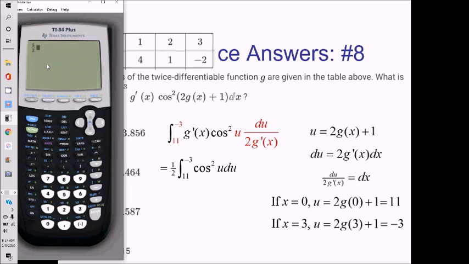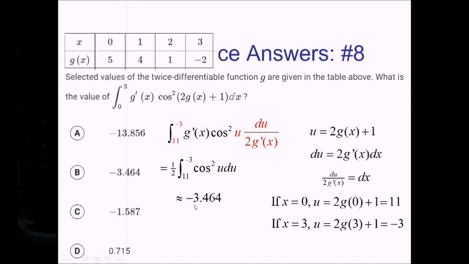So we're going to multiply that times, let's see here, math 9. So integral from 11 to -3. Make sure you write these in the correct place. It's opposite from what it looks like it ought to be. And then we do alpha trace y1, and then a dx. Enter. And that comes out to approximately -3.464, which gives us answer choice B.